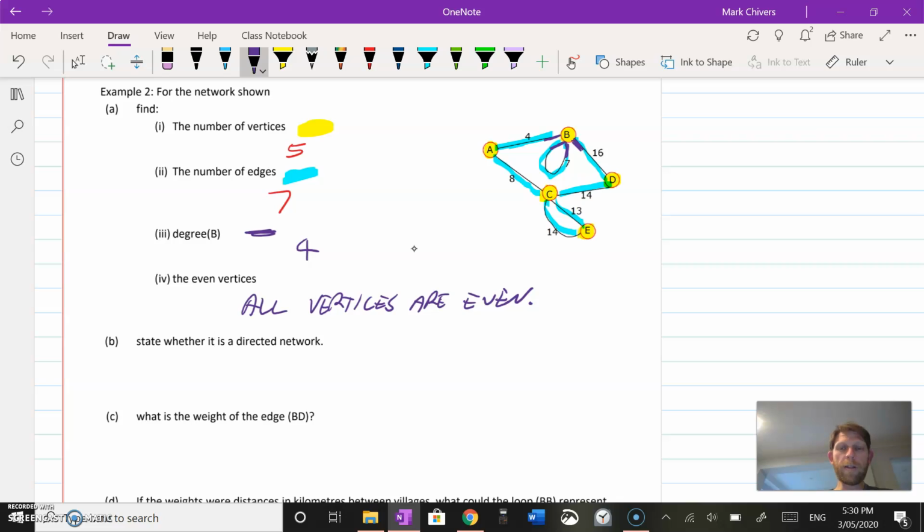State whether it's a directed network. So for it to be a directed network, there would need to be arrows. So I could say something like there are no arrows, so this is not a directed network.